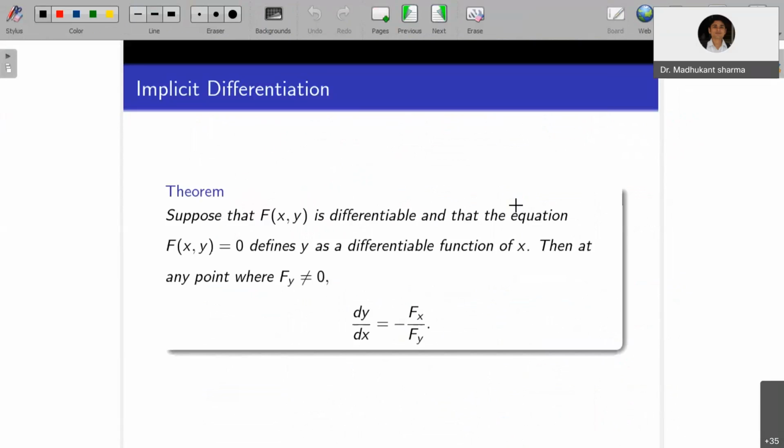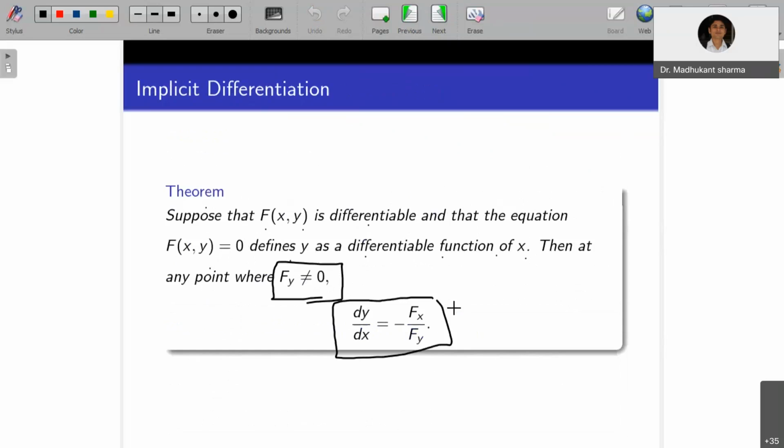So this is the result, the theorem which I am talking about, implicit differentiation. Suppose that f is differentiable and that the equation defines y as a differentiable function of x, then at any point where fy is non-zero, dy by dx can be obtained by just finding out the partial derivatives.